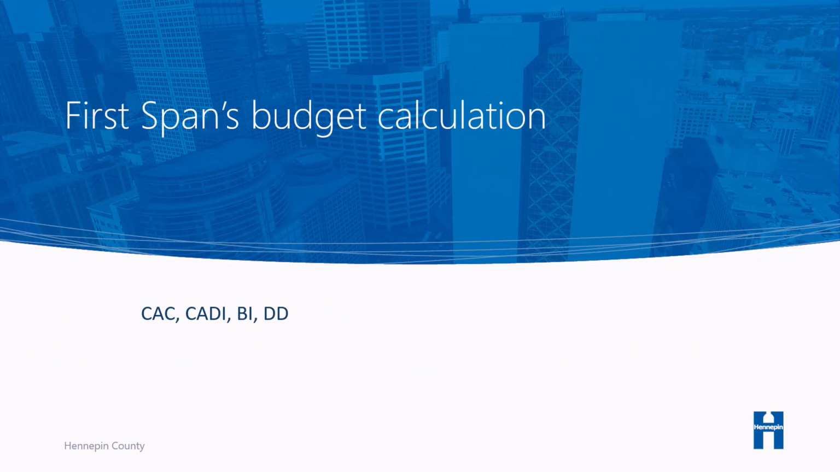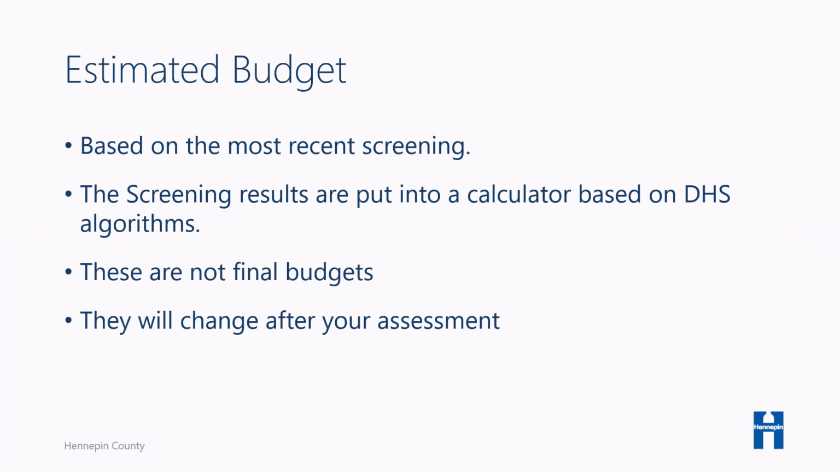We will review how the initial plan's budget is determined and how to prorate it in the plan. When you request to start using CDCS, you will receive what is called an estimated budget. This budget uses your last DD or LT screening, depending on your waiver type. Hennepin County uses a formula similar to the one DHS uses and puts your screening scores into it. It calculates an estimated budget. Because counties do not have access to the DHS formulas, this is just an estimate.